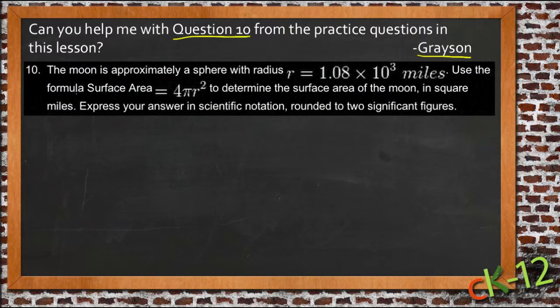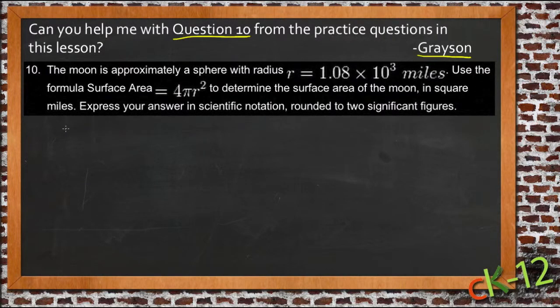And question 10 says, the moon is approximately a sphere, and it has a radius of 1.08 times 10 to the third miles. And we're supposed to use the formula surface area is equal to 4 pi r squared to determine the surface area of the moon in square miles. Then we need to answer in scientific notation and round to two significant figures.